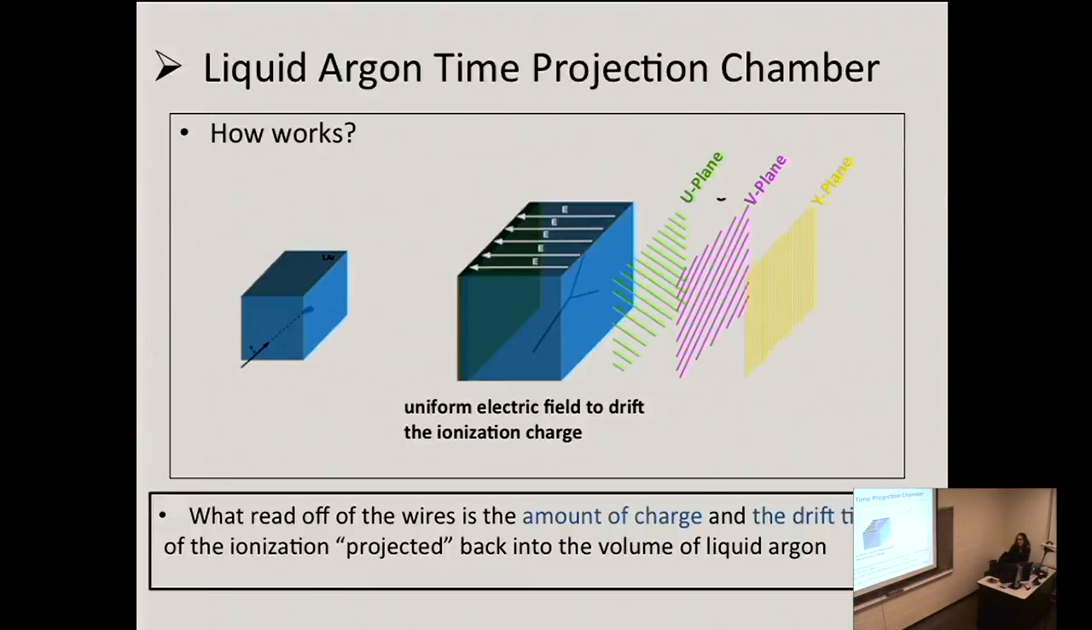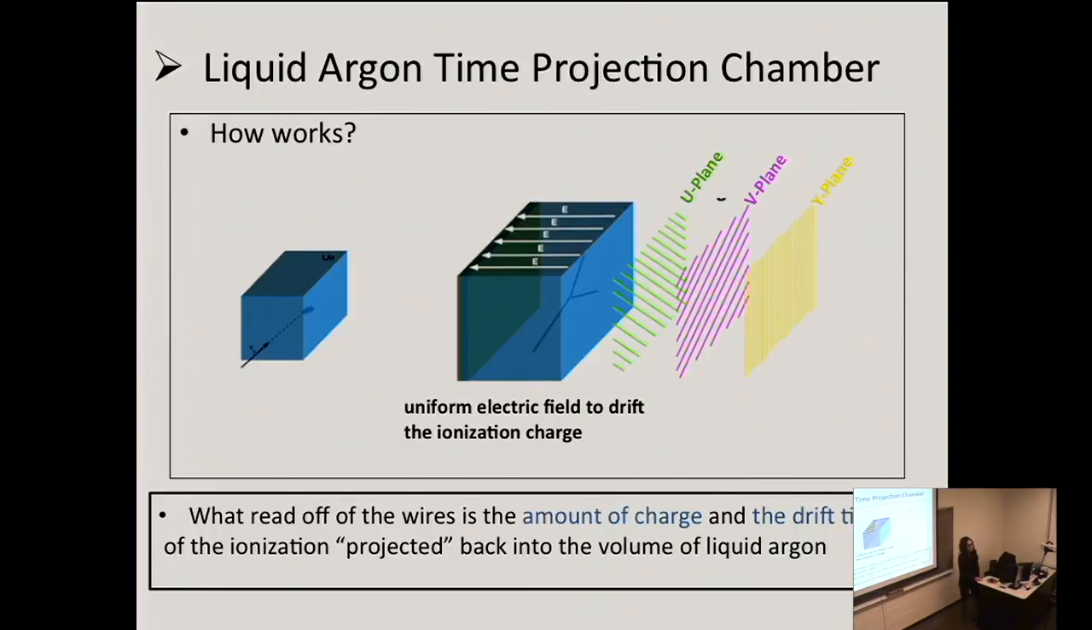So what is the liquid argon time projection chamber and how does it work? When a particle from the beam comes to the detector that is filled with argon, the particle interacts with a nucleon inside the argon. The interaction gives us different particles. For example, a neutrino hits a nucleon and gives us a pion, a muon, and so on.